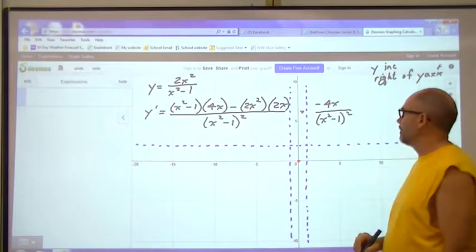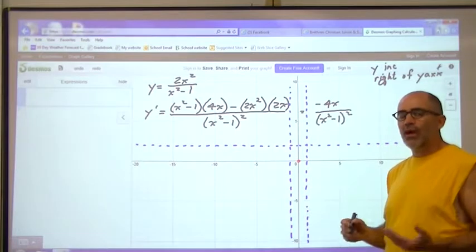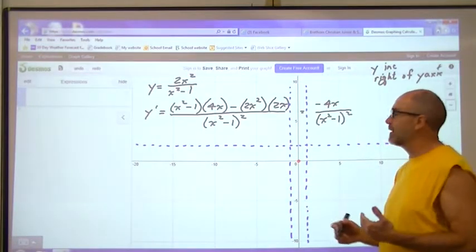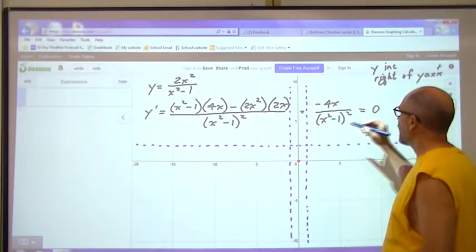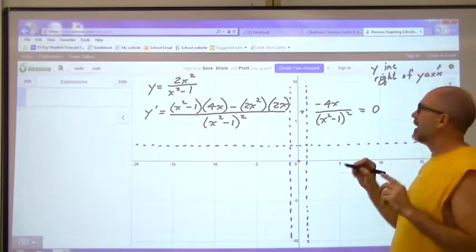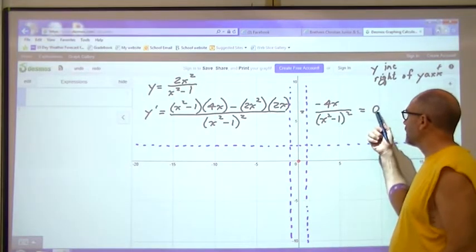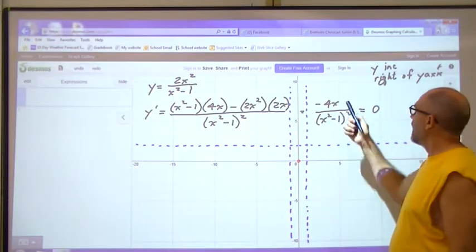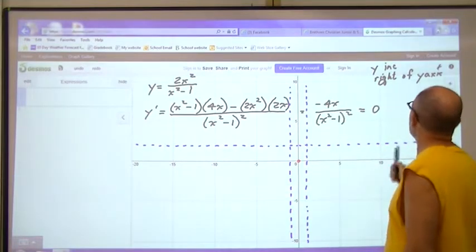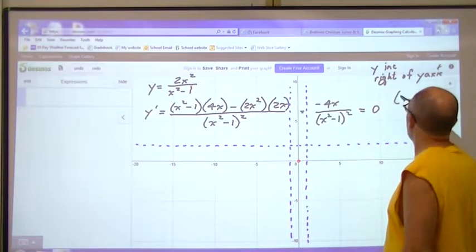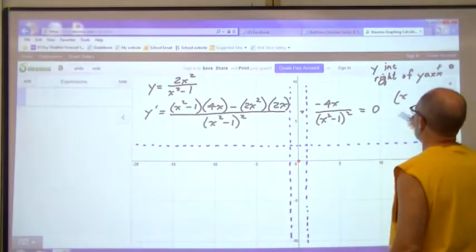Okay, now, while we have the first derivative, let's see where we have maxes and mins. So we set the first derivative equal to 0. Now, anytime you have a fraction equals 0, then the numerator is all that matters, because the denominator cannot make this fraction equal to 0. But if x equals 0, then the whole fraction equals 0. So that means at 0, 0, remember where x equals 0, y equals 0.